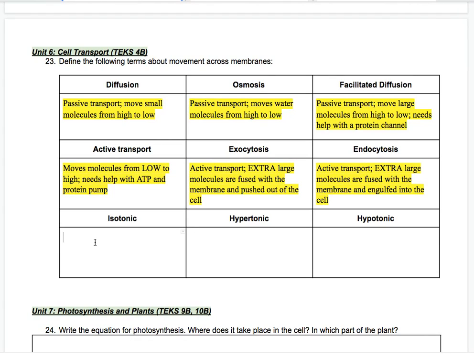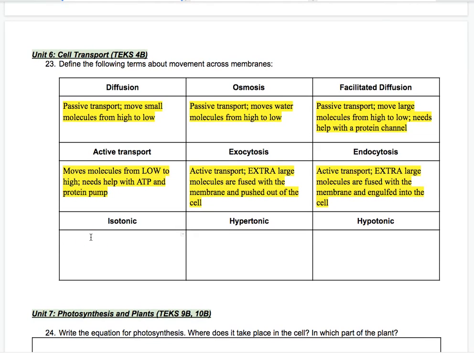Next, we have the three different types of osmosis. Isotonic is the first one. In isotonic solutions, water molecules are going to move evenly in and out of the cell. And it's doing this because the water concentration in the cell is the same as the water concentration in the solution.